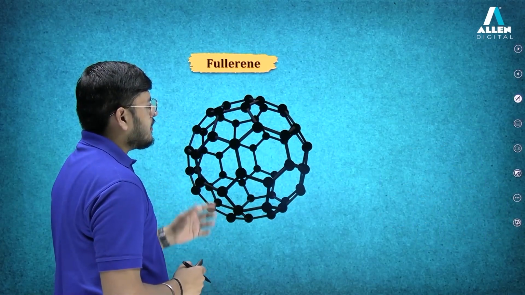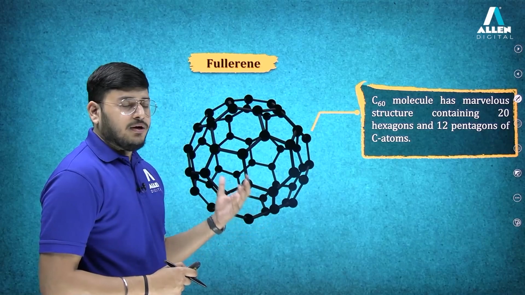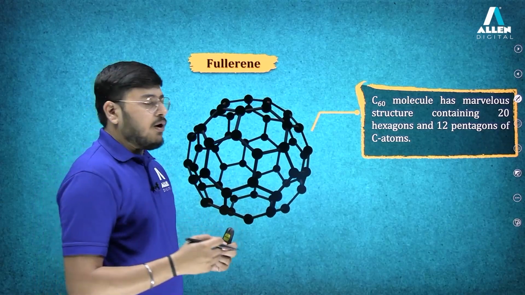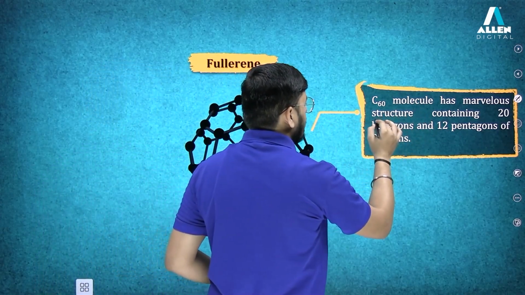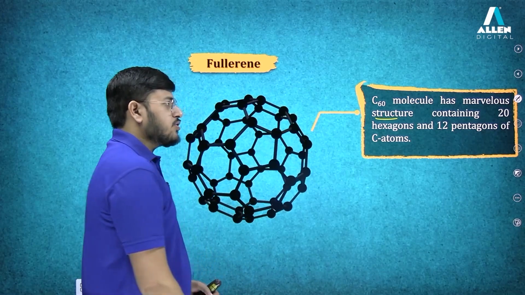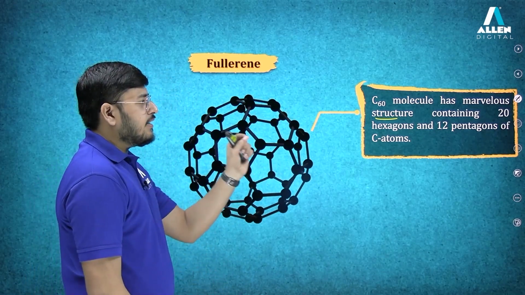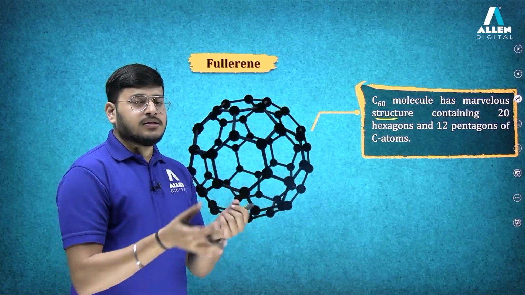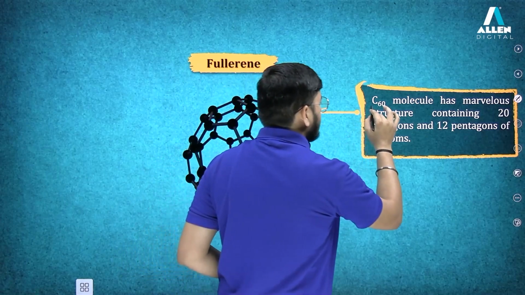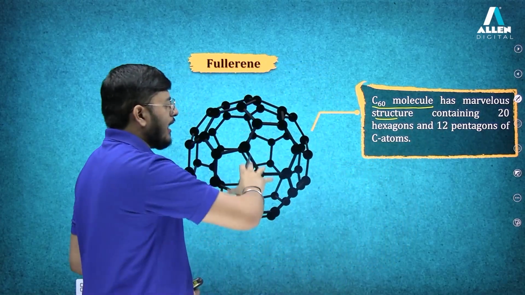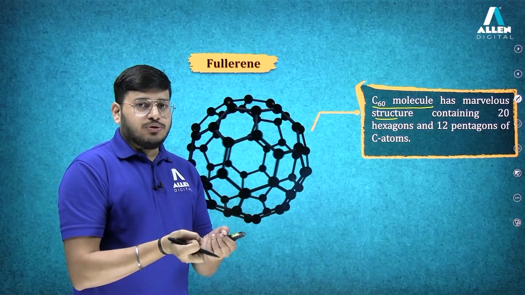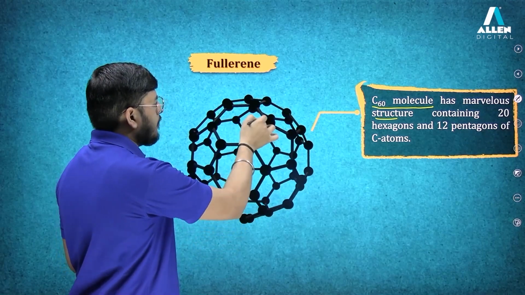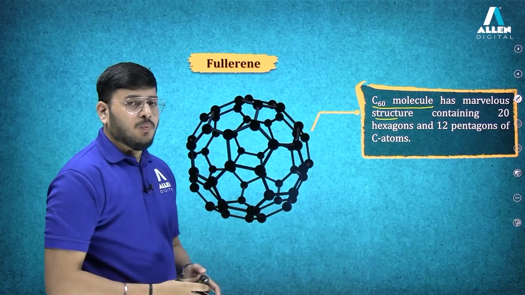Next we have the fullerene. What is the fullerene? Fullerene is also an allotrope of carbon, and it has 60 carbon atoms. C60 has a marvelous structure, containing 20 hexagons and 12 pentagons of carbon atoms. C60 is basically a complete molecule in which we have 60 carbon atoms present in this fullerene, and they are also bonded covalently with one another.